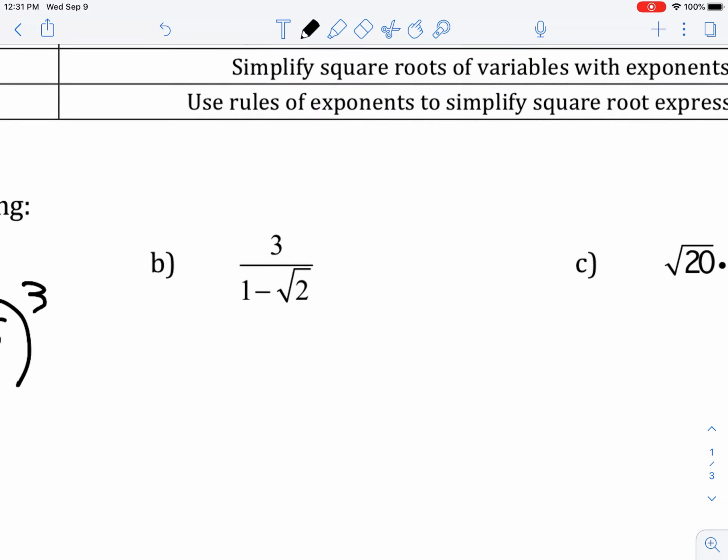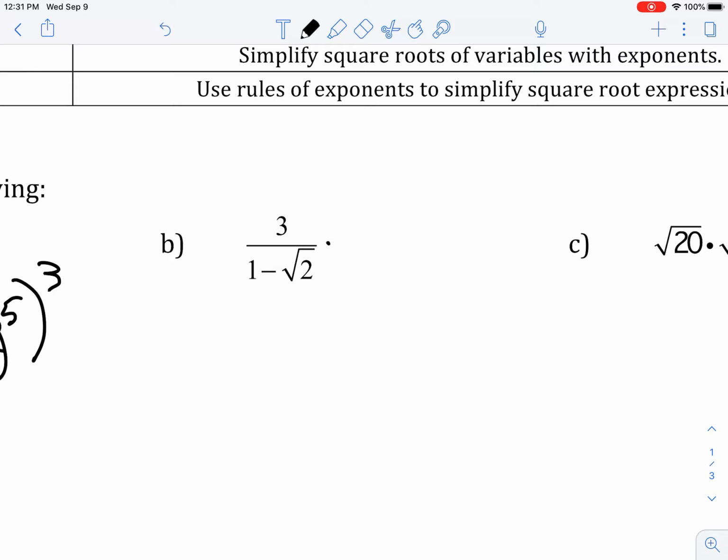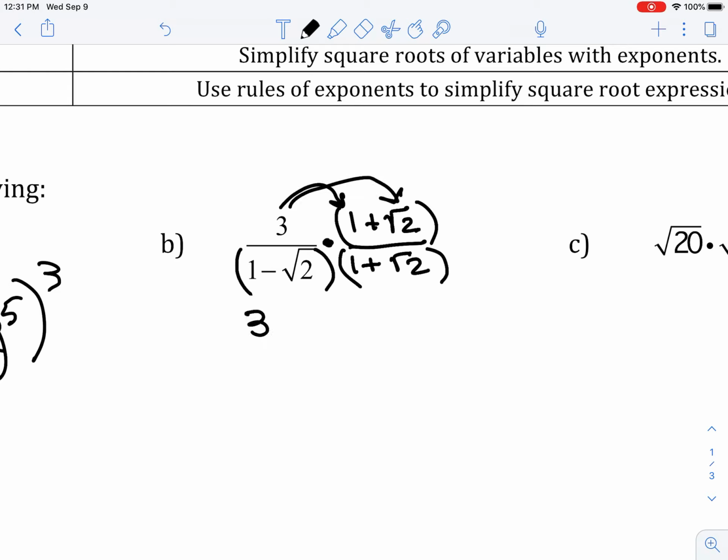1b is using our conjugate rule when we're dividing with radicals. So we're going to multiply by 1 plus root 2 over 1 plus root 2. I will put parentheses around those because it helps me to remember to distribute. So that's going to distribute the 3 in the numerator. So that's going to be 3 plus 3 root 2. In the denominator, we either use double distributing or we use FOIL, whatever you learned in Algebra 1.